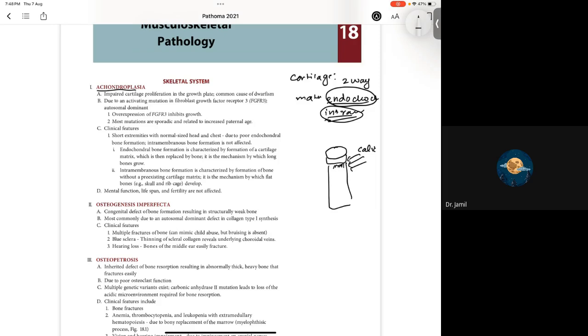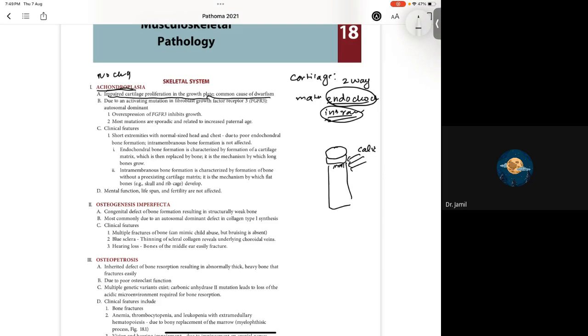Okay, if the long bones are affected, it means that the individual is going to have short extremities with normal head size. Can I say that? So achondroplasia: A means no, chondro means cartilage, plasia means no formation or impaired cartilage proliferation or buildup, right? So it's impaired cartilage proliferation in the growth plate, and it's the most common cause of dwarfism.